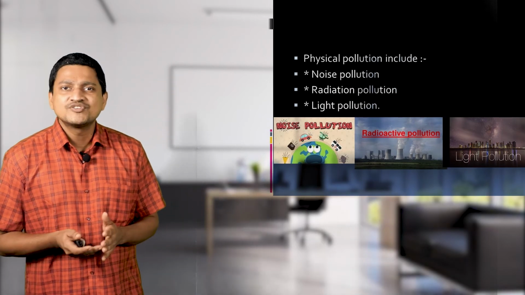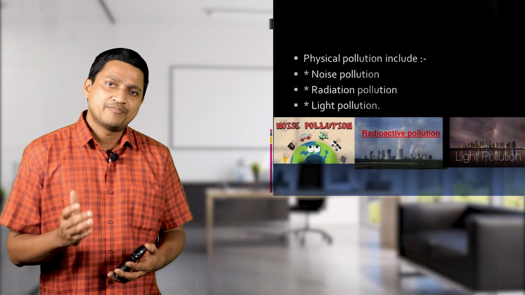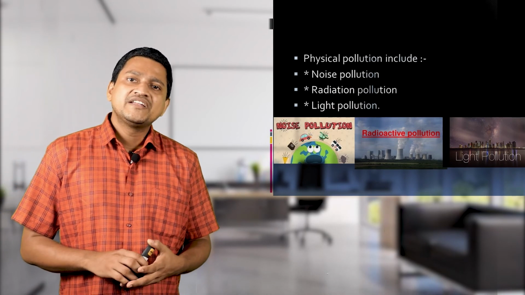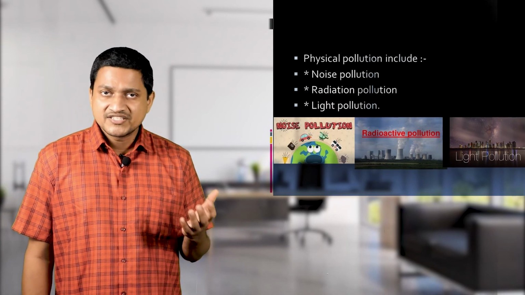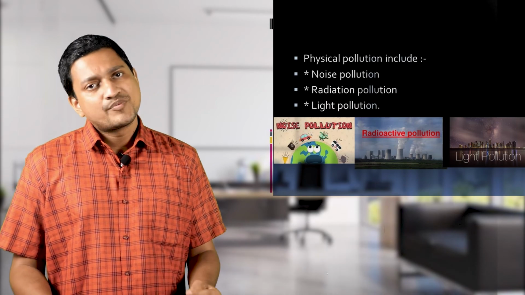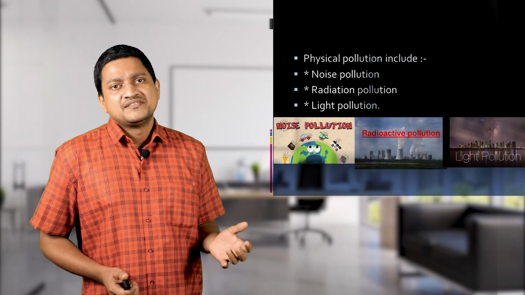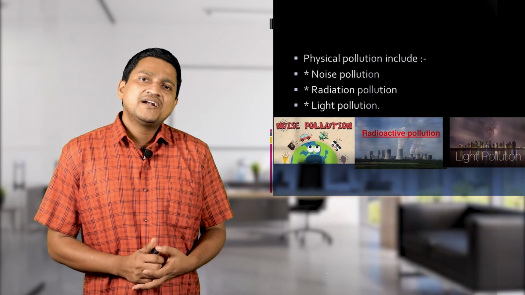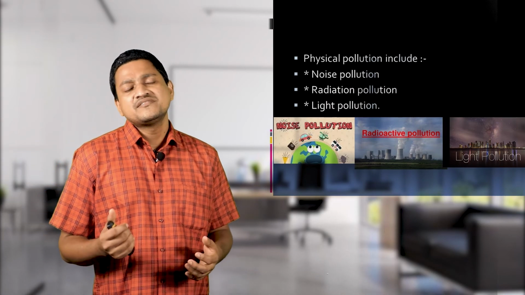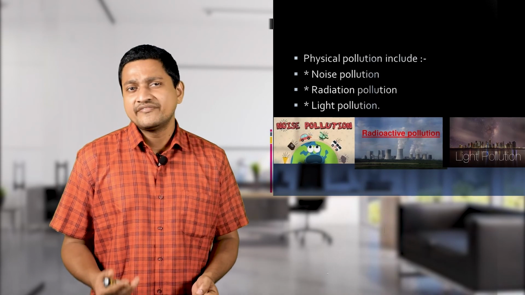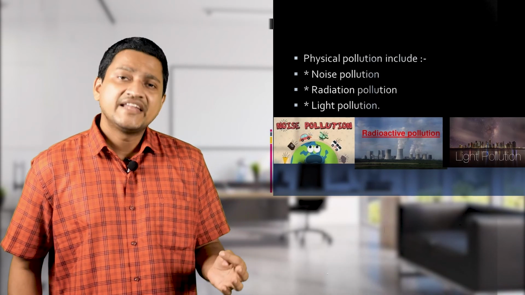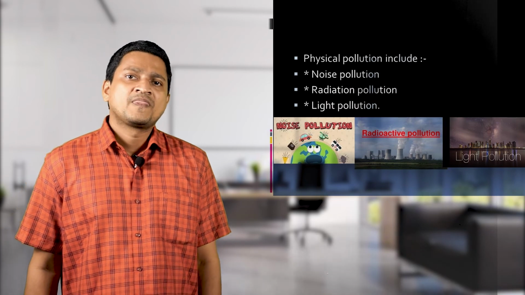These three types of pollution are collectively called physical pollution. There are different types of pollution. We already discussed water pollution, air pollution, soil pollution, etc. But physical pollution means the collective pollution of mainly three different components, that is noise, radiation and light.